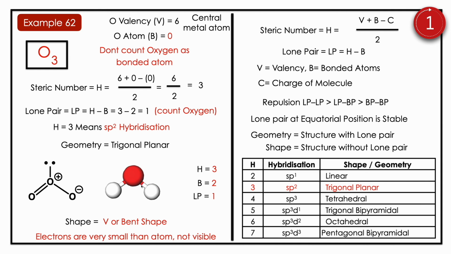Then example 62, ozone. Ozone is interesting. The bonded atom as well as the central atom is oxygen. Oxygen valency is 6. Bonded atoms you should not count. So (6 plus 0) divided by 2 means 6 by 2 gives 3. Bonded atoms are 2, so lone pair will be H equals 3 minus 2 gives 1. So H3 means sp2 hybridization, which is trigonal planar. But you have one lone pair in the system. Lone pair can come anywhere. So one lone pair at the corner means the system will be V shape or bend shape. So the shape of O3 will be bend shape.